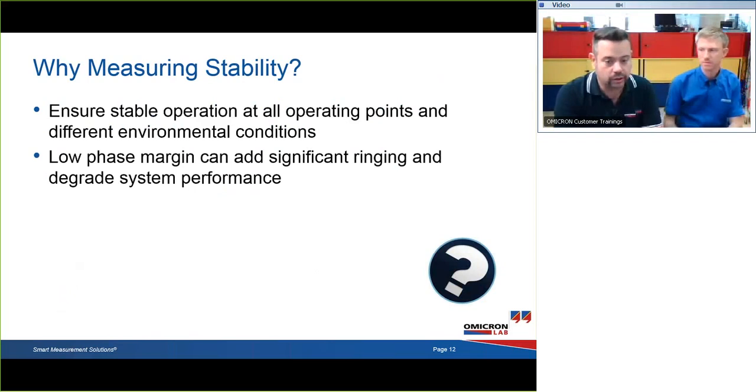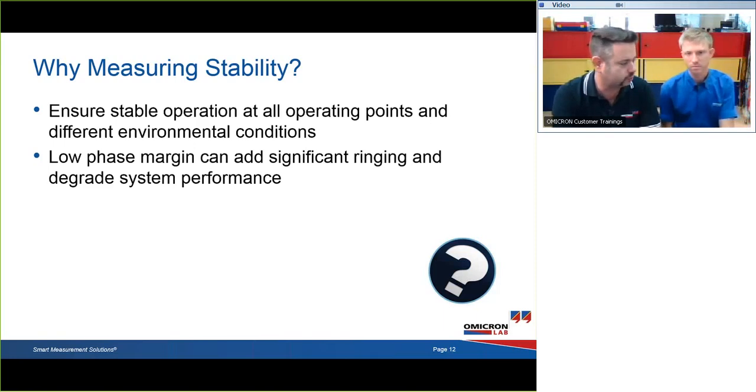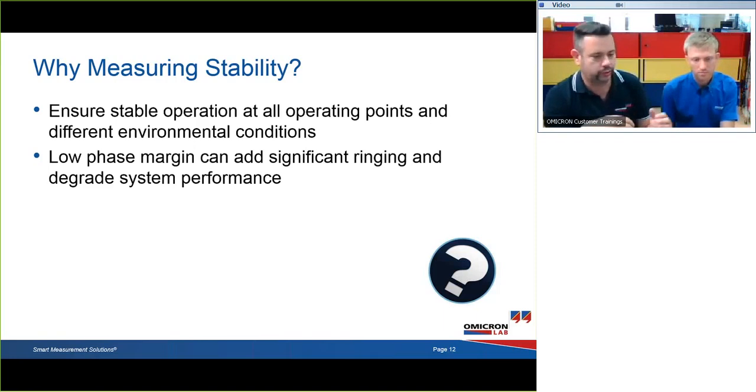Then, a low phase margin, as you have seen on the last slide, can add significant ringing and degrade the system performance. Therefore, it's also important that you have a trade-off between the speed you want to have, you want to react, and the ringing you want to see or you don't want to see.